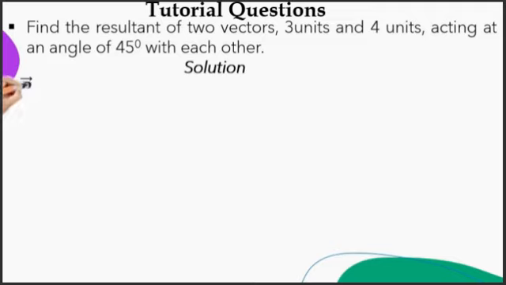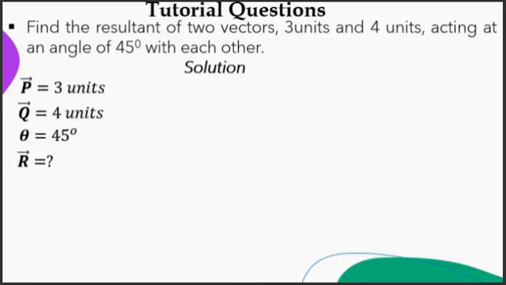So in solving this question, the first thing we have to do is to bring out our parameters. We can assign P as 3 units and Q as 4 units. Now it doesn't really matter. We can decide to assign Q as 3 units and P as 4 units as long as we remain consistent throughout our solution. What that means is that since we have said our P here is 3 units and our Q is 4 units, we should stick to this throughout the solution. The angle of inclination is 45 degrees and then we are asked to find the resultant.